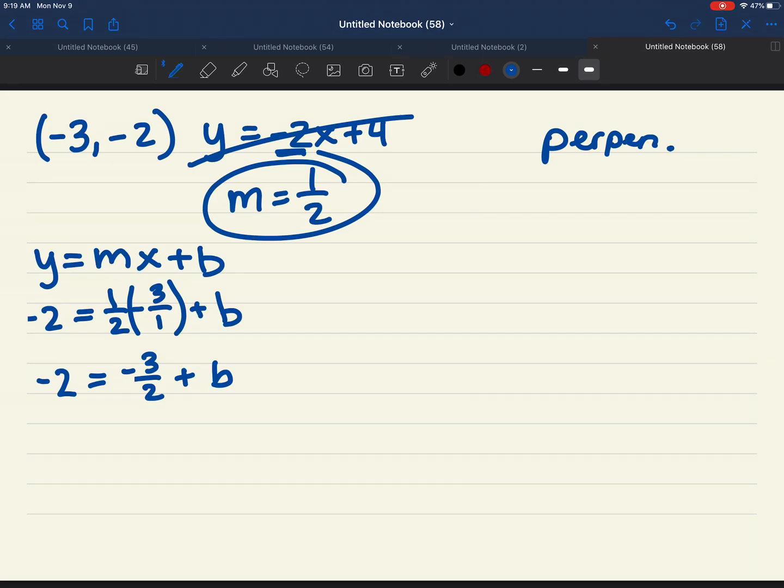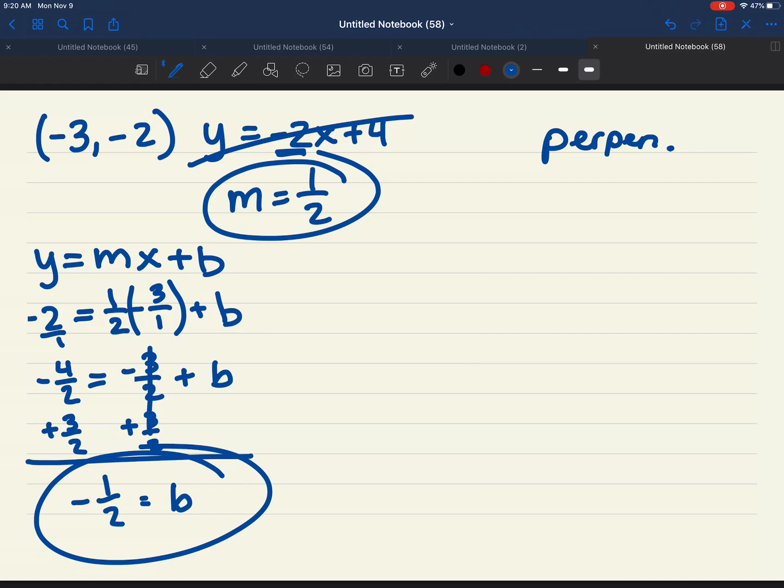Okay, all I have to do to get this by itself would be to add 3/2 to both sides. Now, you might want to change this one to a fraction. What would -2 be as a fraction over 2? -4/2. Okay, that might help you when you add 3 halves. Okay, what is -4 halves plus 3 halves? Come on, honor students. -4 halves plus 3 halves will give you what? -1/2. Thank you.